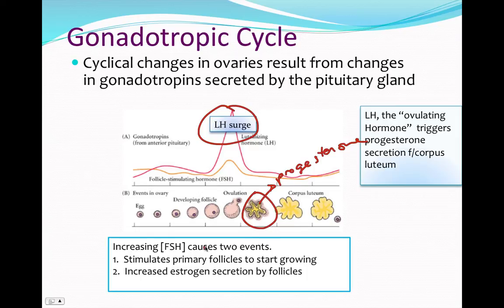Increasing follicle stimulating hormone, the other pituitary hormone, causes two events to happen. It's going to stimulate primary follicles to start growing. So we said that the name itself, follicle stimulating hormone, tells you that it's starting up a new round and it wants to produce another egg in the next month for possibility of a fertilization event. It will also increase the estrogen secretion by the follicles. So as that follicle develops, the cells that make up the follicle will then secrete estrogen, and estrogen will also have an effect on the uterus by causing the walls to thicken up.